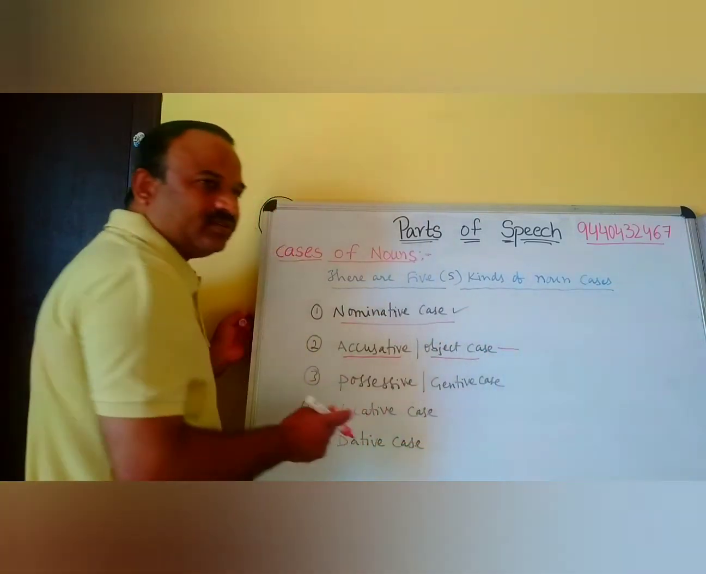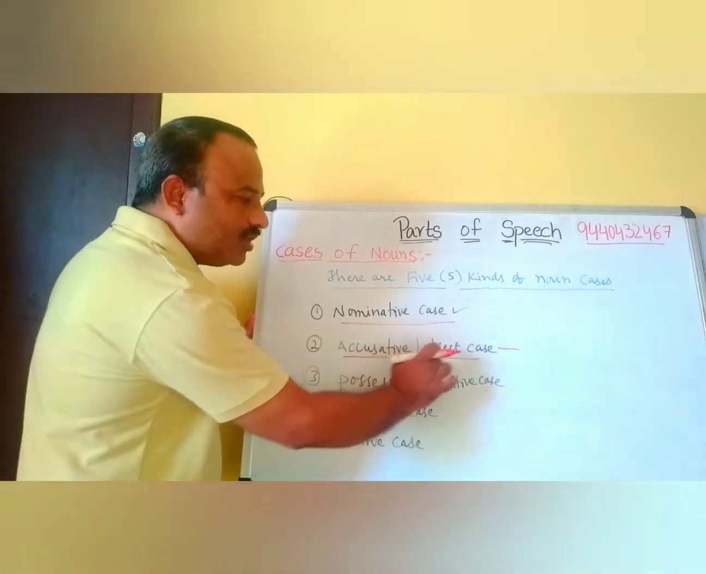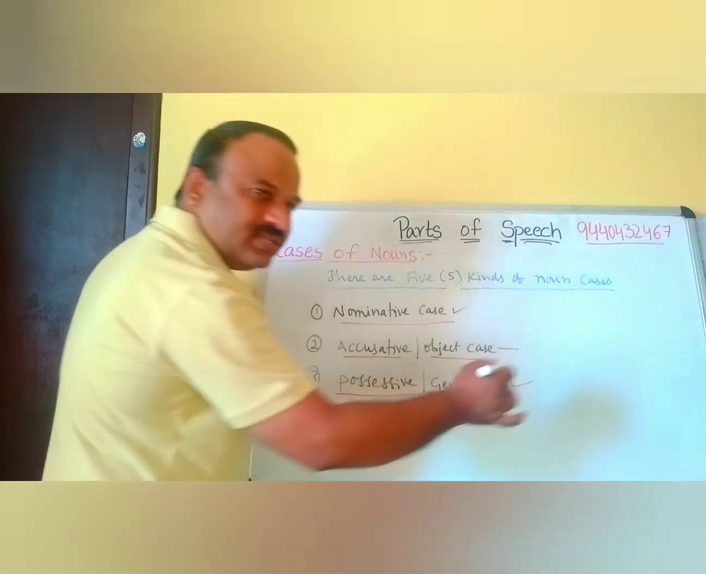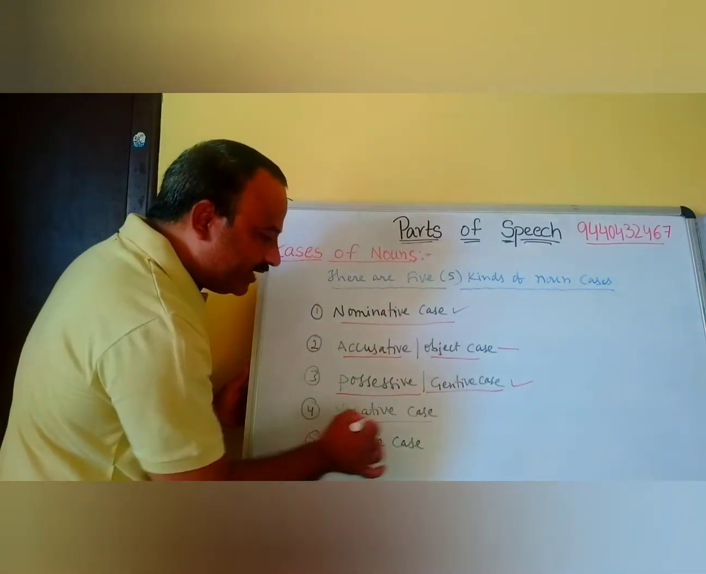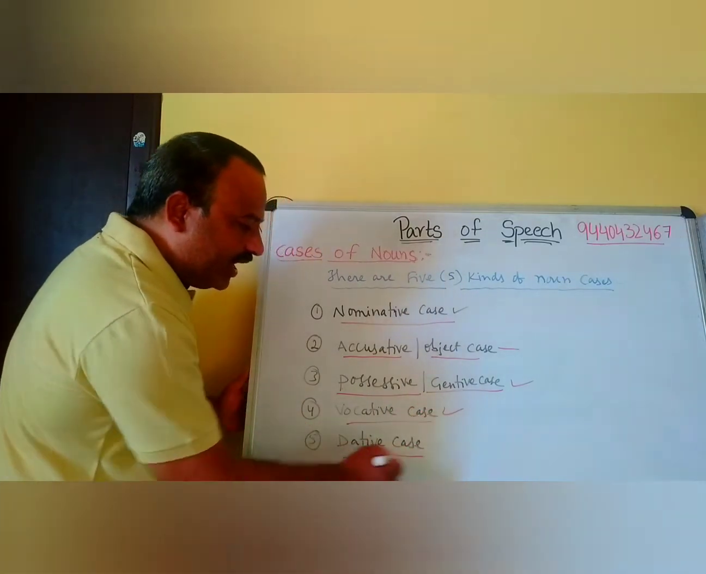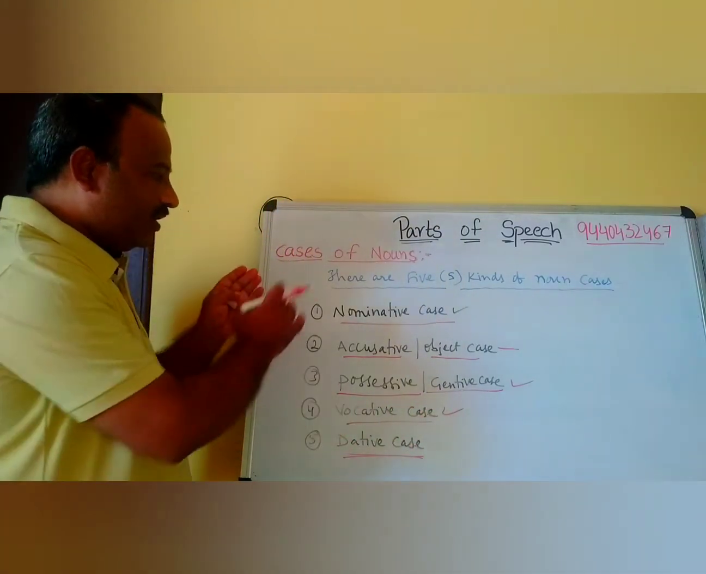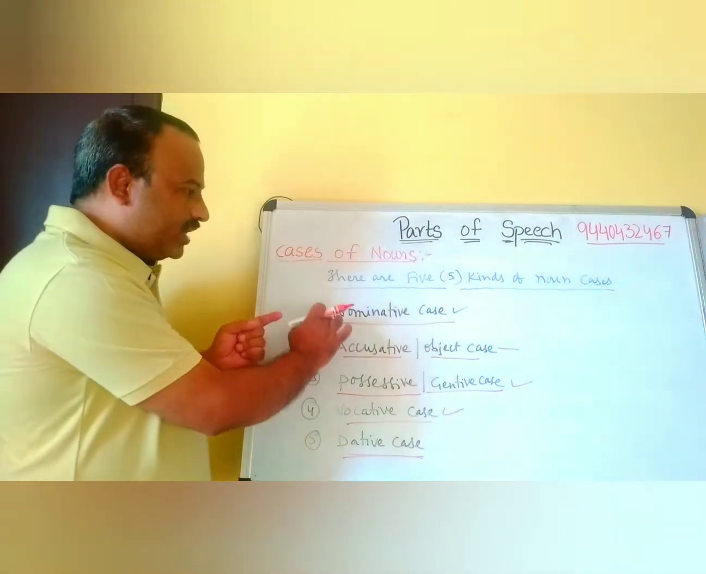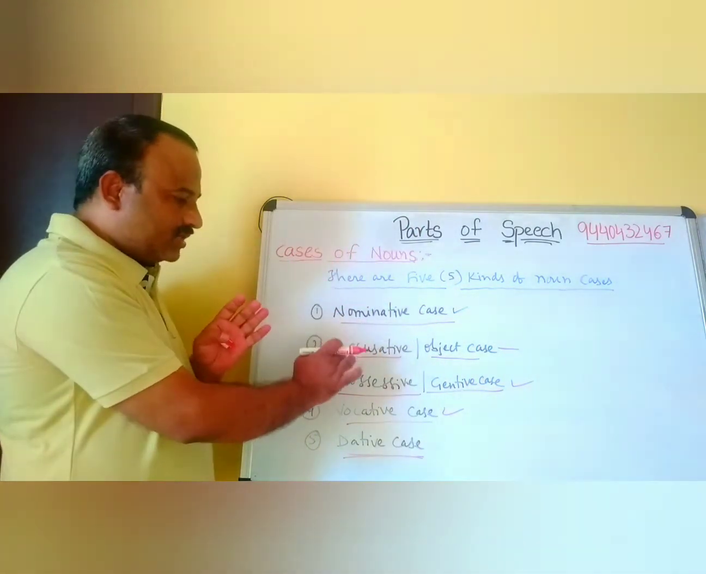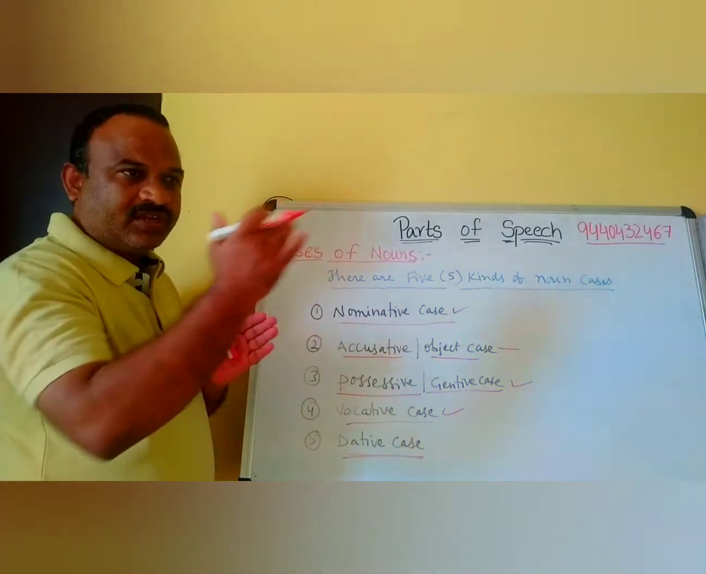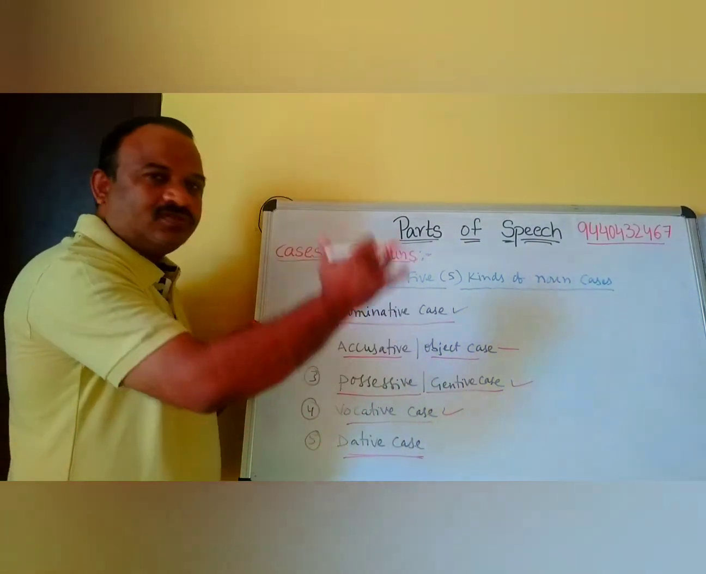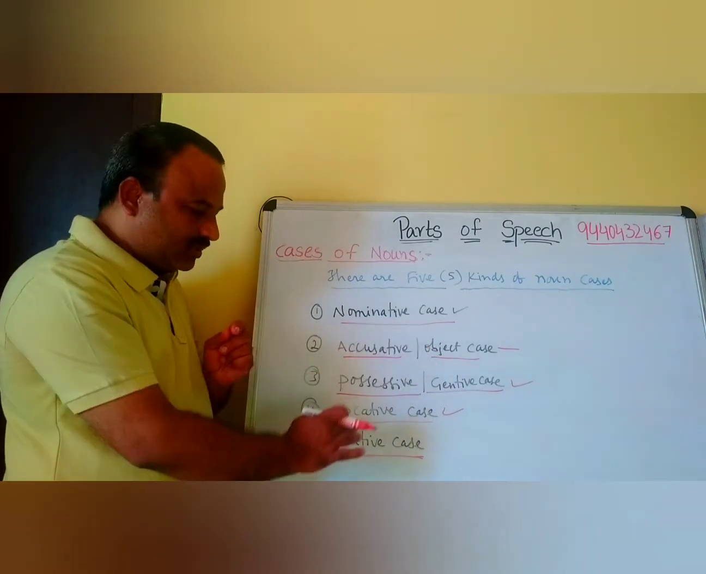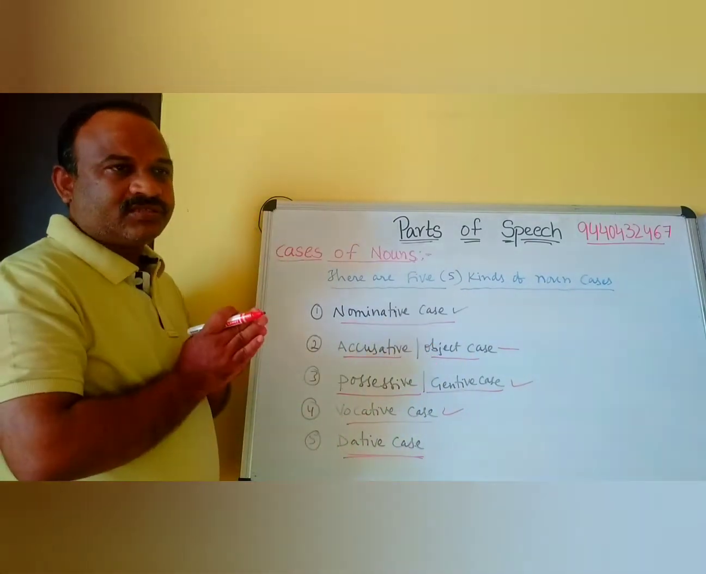First one is nominative case. Second one is accusative or object case. Third one, possessive or genitive case. Fourth one, vocative case. Fifth one, dative case.